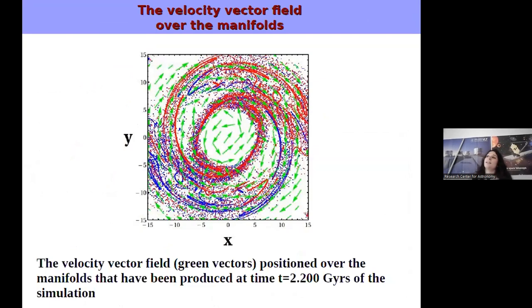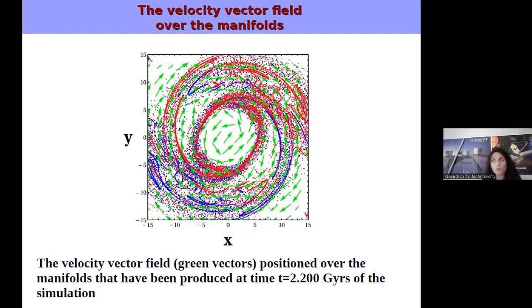Well, another problem we tried to solve is the velocity vector field of the orbits. We tried to produce the velocity vector field and to see how we positioned them over the manifolds, and we saw that they are aligned with the manifolds. And we can see that these velocity vectors are counterclockwise inside co-rotation and clockwise outside co-rotation. It's something we expect from the bibliography.